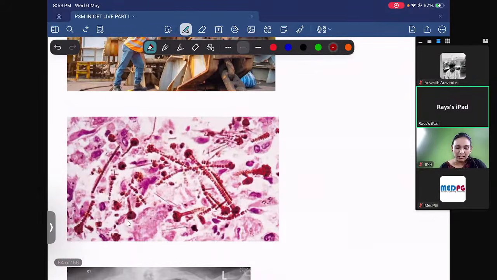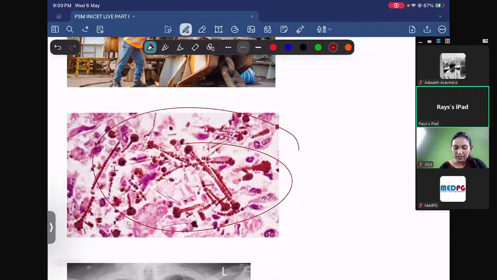What you see here are called asbestos bodies. In an asbestosis patient, when you do a sputum AFB, you get something like this. These are called ferruginous bodies or asbestos bodies. These are actually asbestos fibers getting coated with iron and protein in the body. When you do the sputum AFB, you can see these. They are drumstick-shaped or dumbbell-shaped rods. A classical finding in asbestosis.